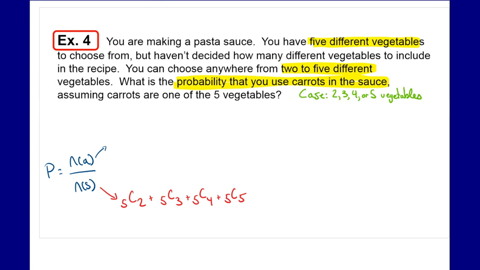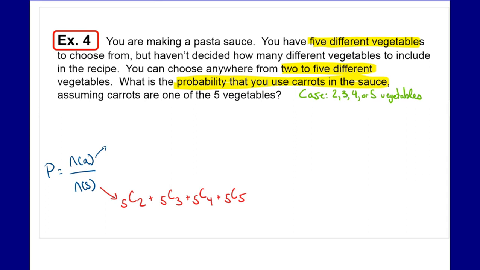So we've taken care of our total number of outcomes. So basically selecting 2 from 5, choosing 3 from 5, 4 from 5, 5 from 5. No restrictions. Doesn't matter what we're choosing as long as we're choosing a certain number of vegetables. And A, the successful outcomes. So we have to look at our different cases.